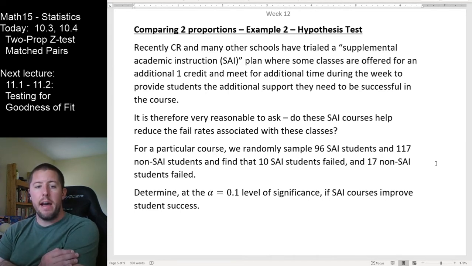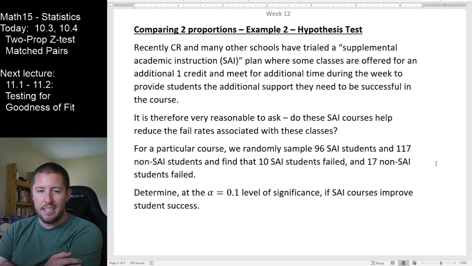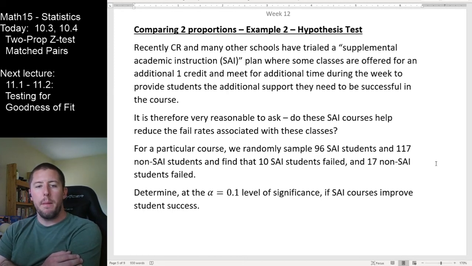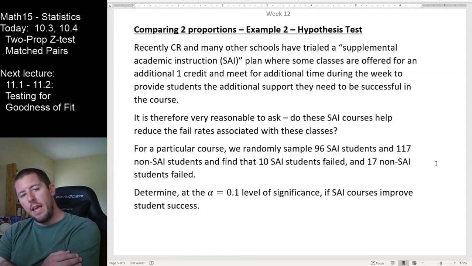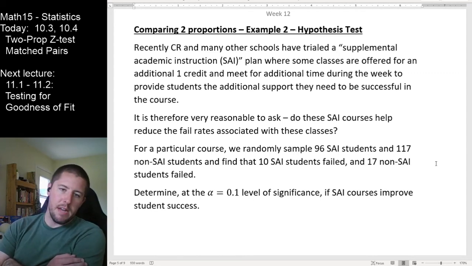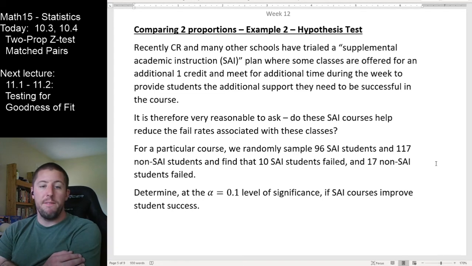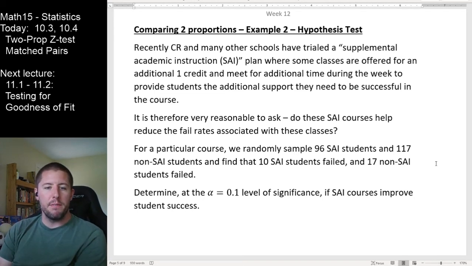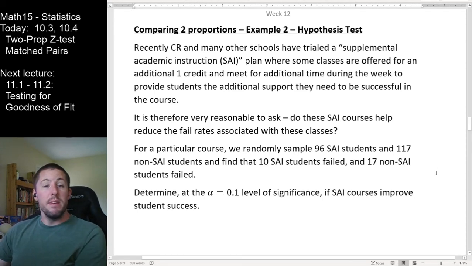This is something that every faculty and every administrator wants to know about the SAI program: does it actually help students? Does the proportion of students that fail the class drop if they're in an SAI class? We should have fewer fails if the SAI program is truly helping students to achieve their goals, right? So what we sensibly want to do here is to compare a sample from SAI students to a sample of non-SAI students and see if the fail rates have some measurable difference between them that we can identify as being statistically significant with a hypothesis test.